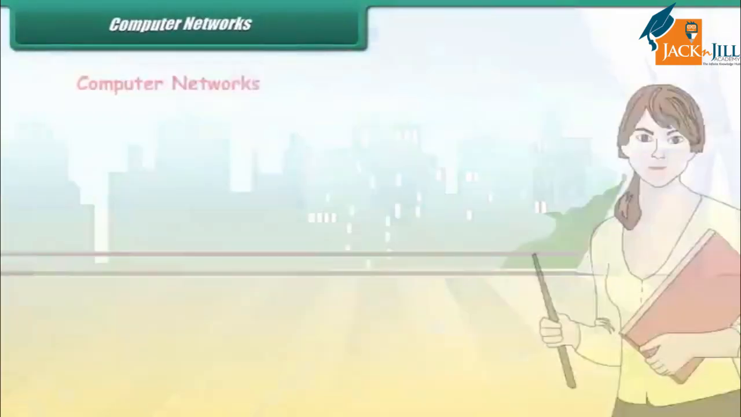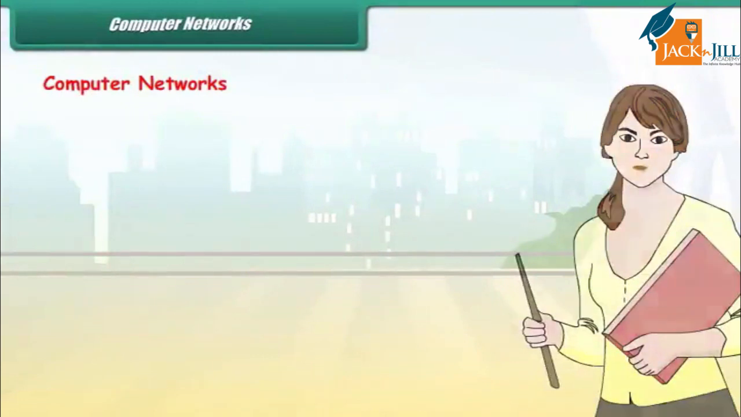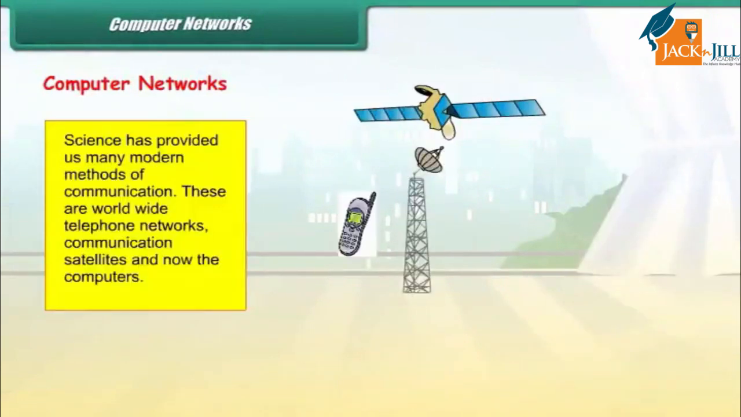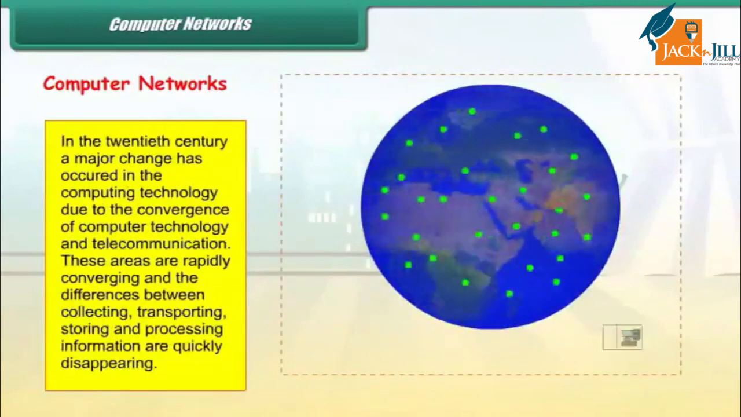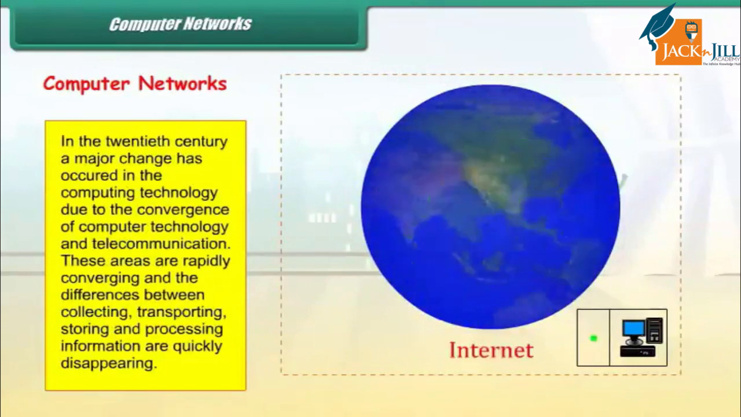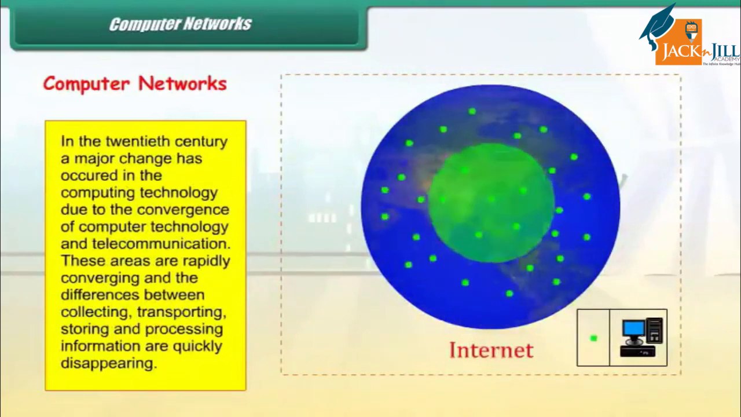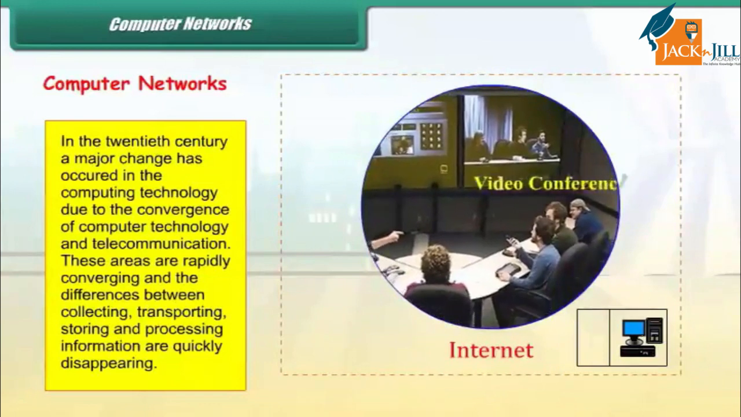In the 20th century, a major change has occurred in computing technology due to the convergence of computer technology and telecommunication. These areas are rapidly converging, and the differences between collecting, transporting, storing and processing information are quickly disappearing. The communication services have made a profound influence in utilizing the power of computers more effectively.